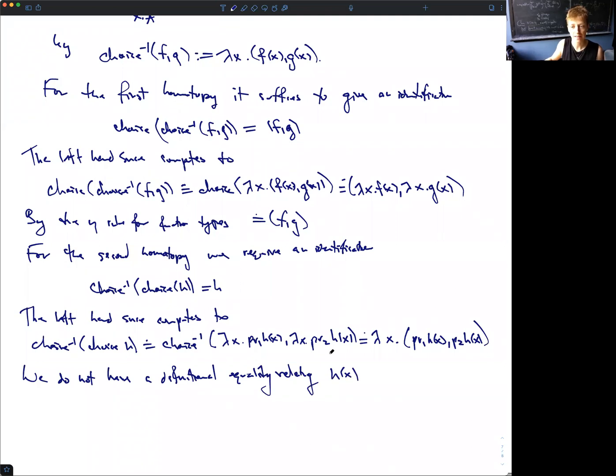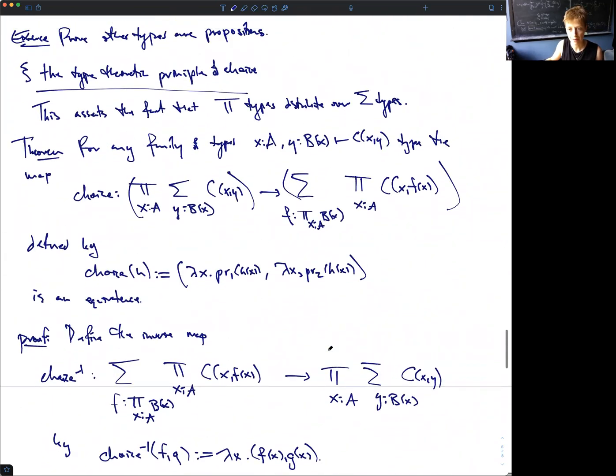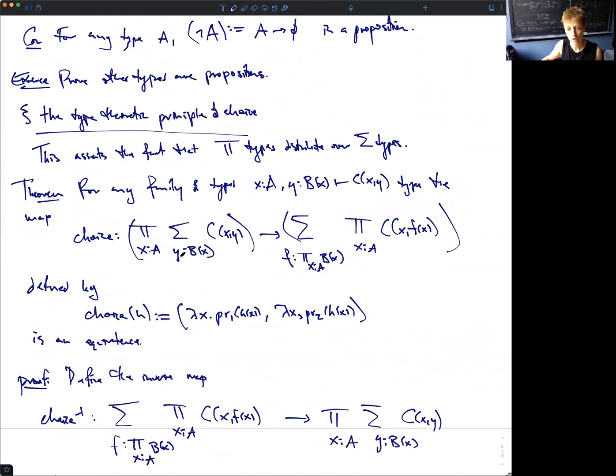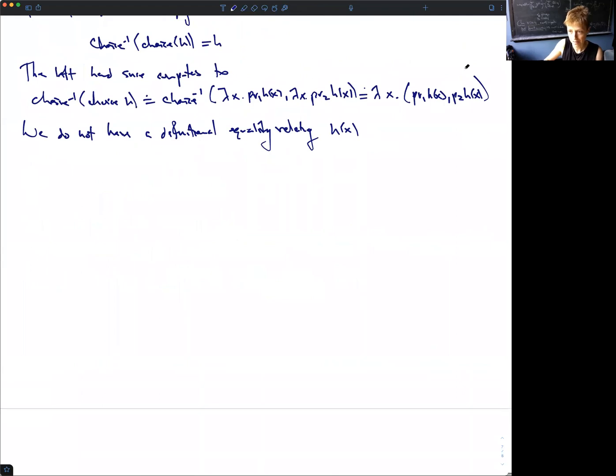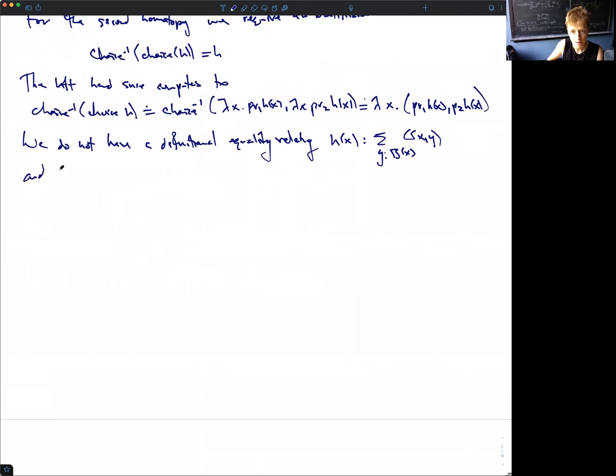H of x. H of x is a term of the sigma type, sum over y in B of x, C of x, y, and the pair. In the absence of a rule like that, I cannot use reflexivity in the eta rule for function types to inhabit this type here, PR2 of H of x.